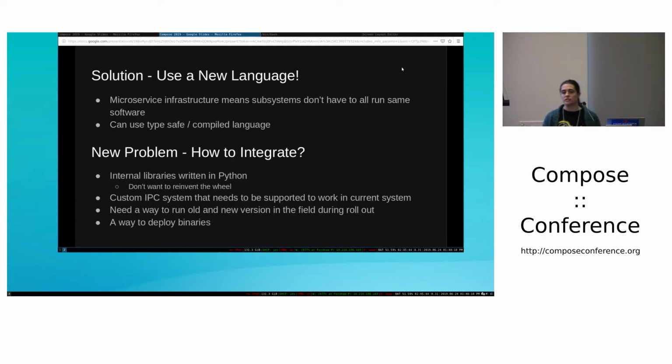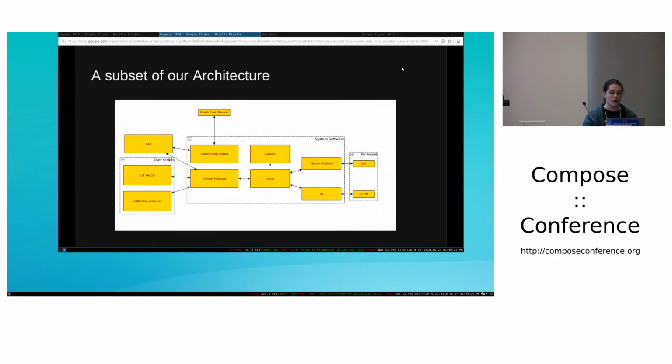And previously we have been running Python, which you just deploy by putting the code on the machine and run. Now we had binaries to deal with. We need to make it in a secure environment and deploy it. So here is a subset of our architecture.